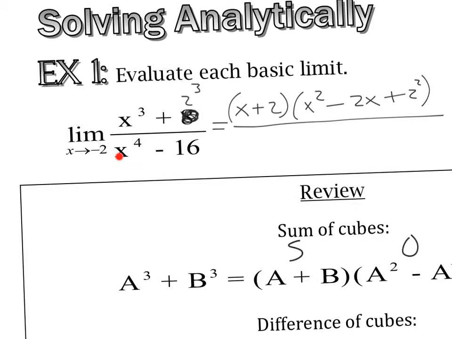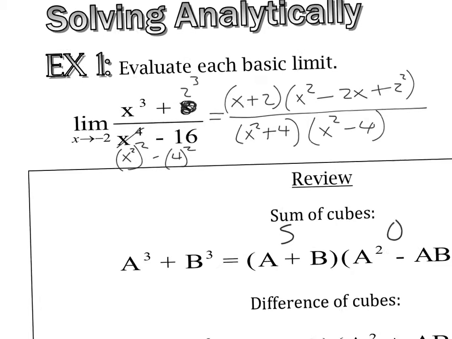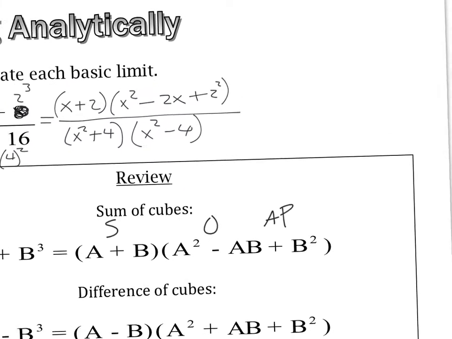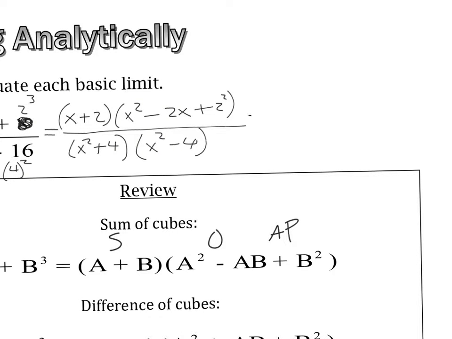The thing that you need to see here is that the bottom is really like saying x squared minus 4 squared. And then what you have is a difference of squares. And so a difference of squares can go as x squared plus 4 and x squared minus 4. The reason why that's important is now we have another difference of squares here that we could keep factoring. So I'm going to write that right to the right.